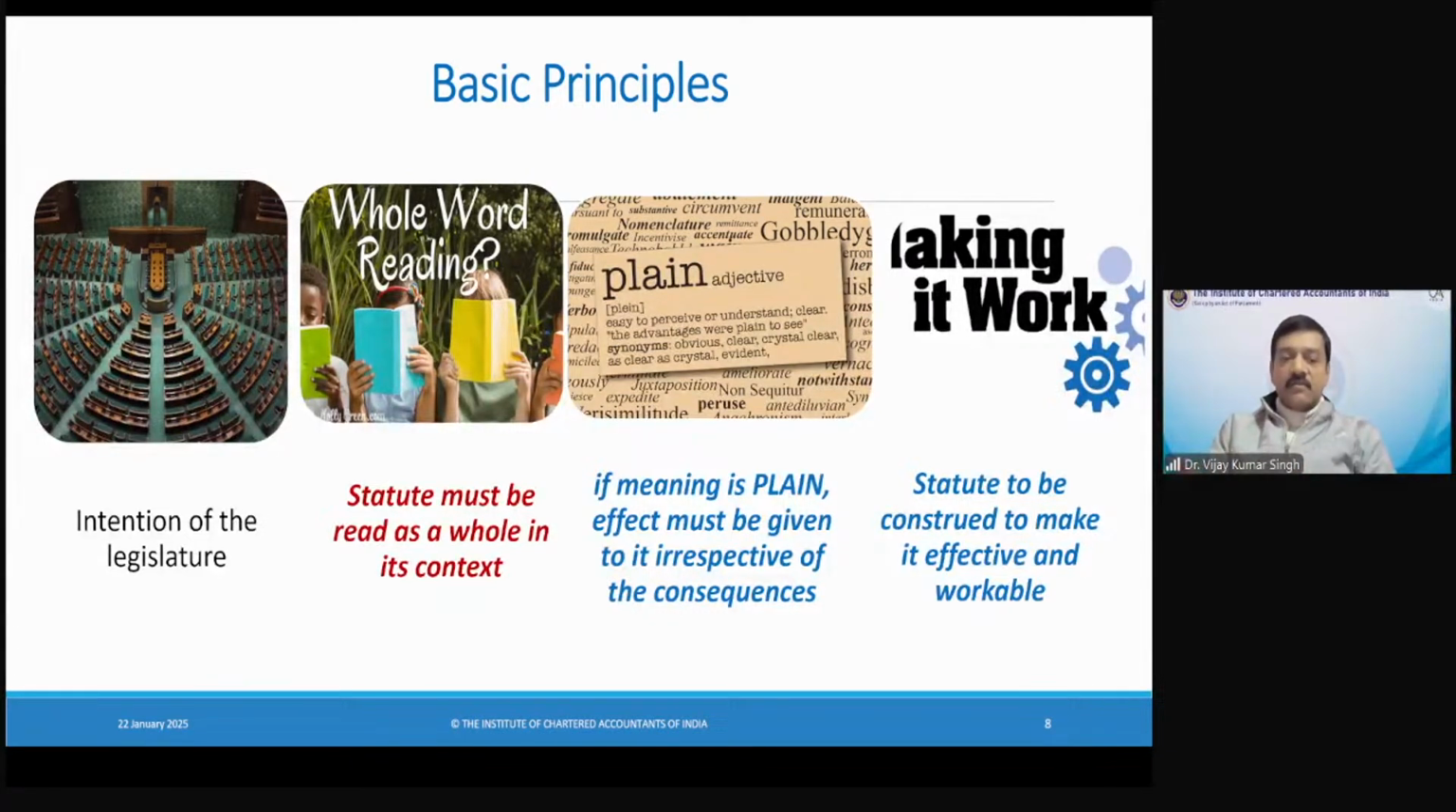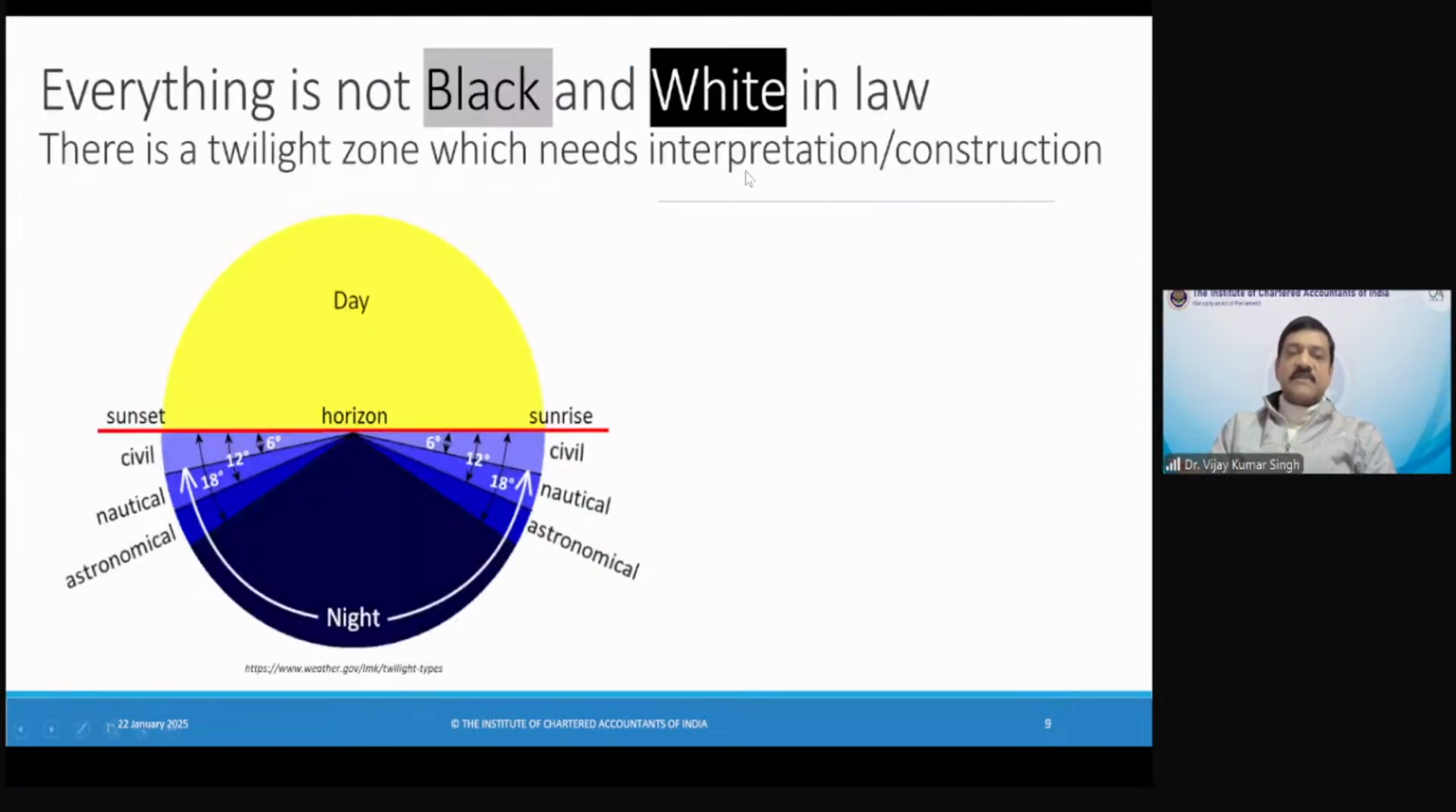Now, basically, if I say interpretation is nothing but common sense, it all boils down to common sense and understanding of the terms in that particular way, right? So this is what the basic principles are. Now let us move further and talk about these basic principles. The first principle is intention of the legislature. But before this, in our previous class, we talked about the twilight zone, and I explained to you why interpretation is needed, because everything is not black and white in law, right?